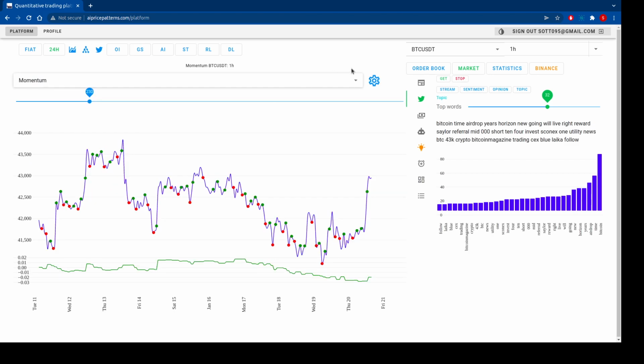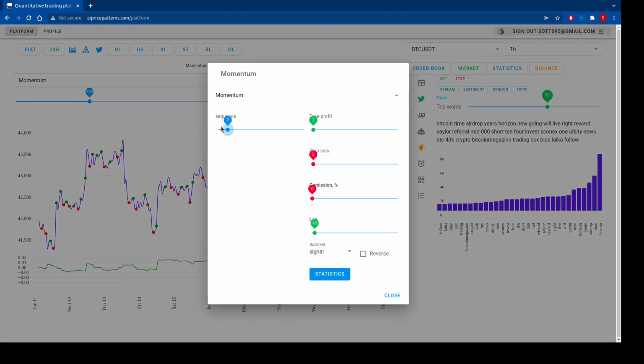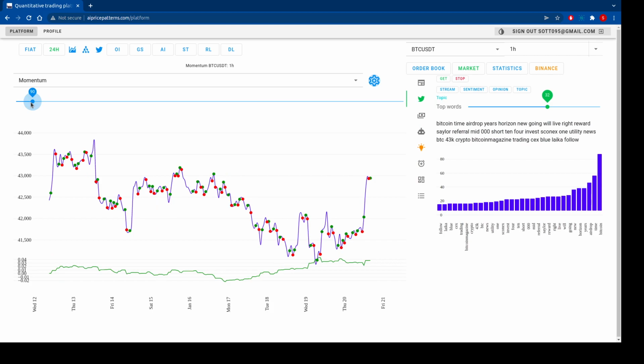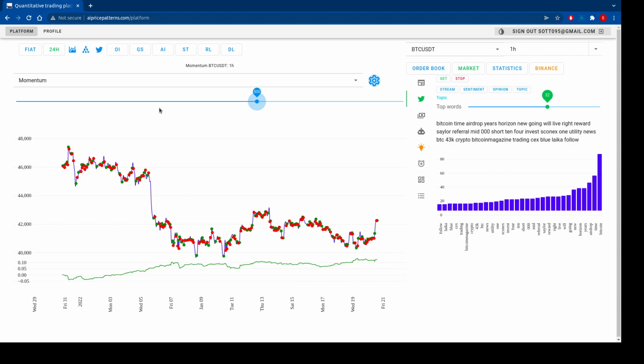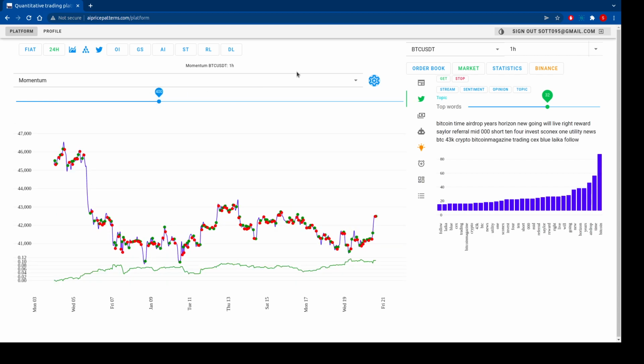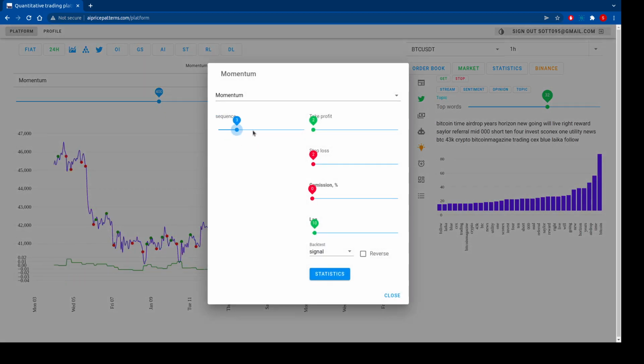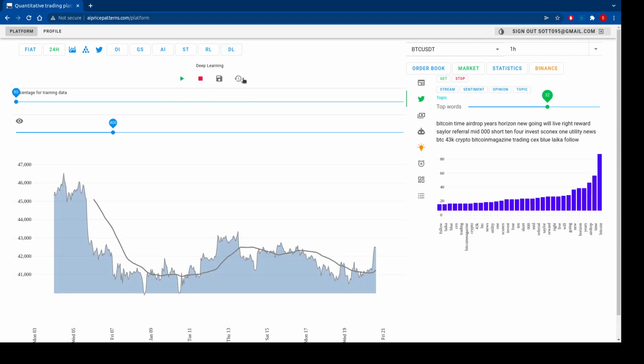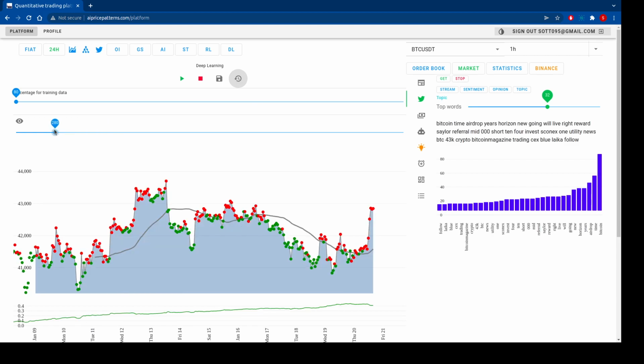Let's analyze using a momentum strategy. From the momentum strategy we could change settings and find what's working at this moment. It looks like it's working, but I like deep learning more, maybe more informative.